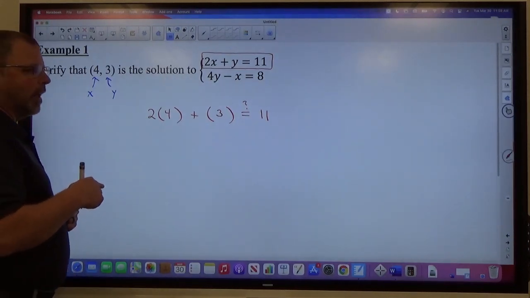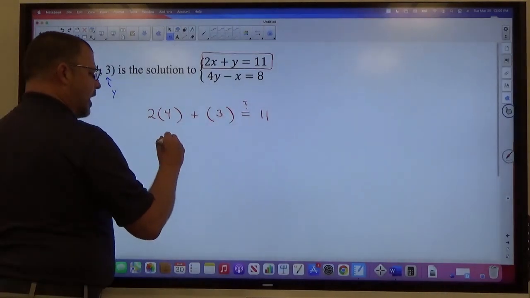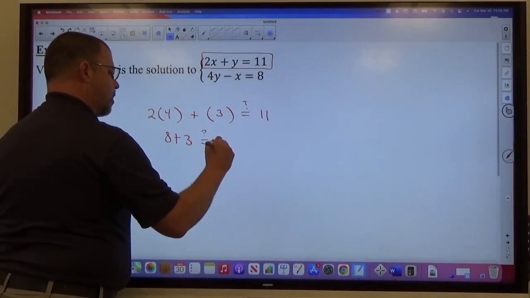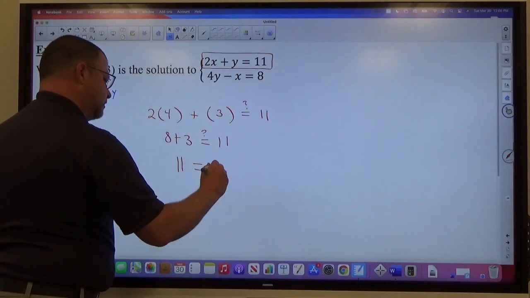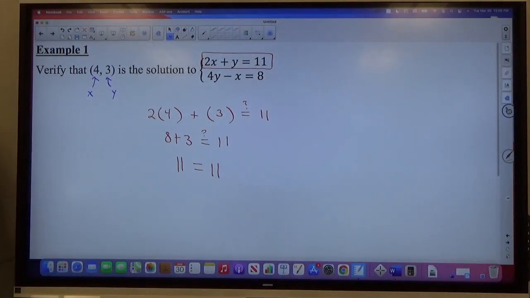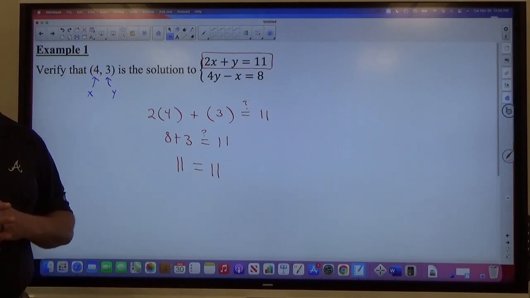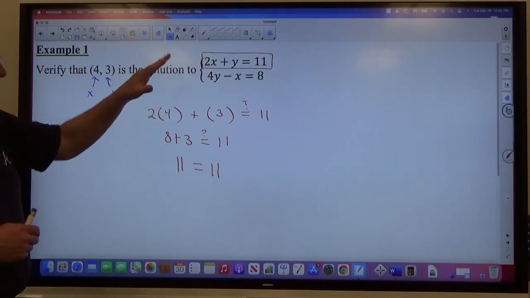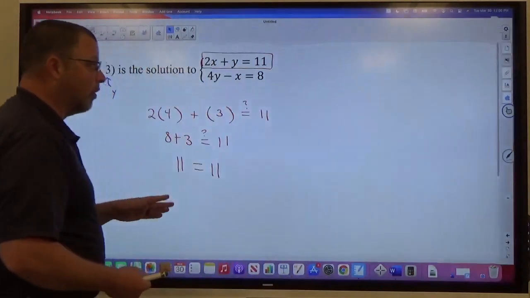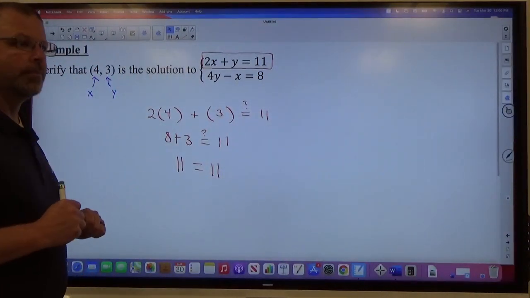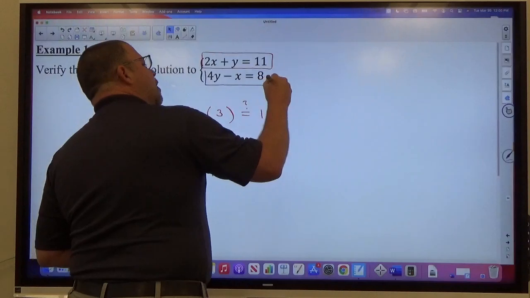If we calculate the left-hand side using order of operations, 2 times 4 is 8, and 8 plus 3 is 11. 11 equals 11 is a true statement, which is what we're looking for is truth. If we see truth, we're good to go. If that was false, if it said 15 equals 11, or negative 2 equals 11, or anything other than 11 equals 11, you'd immediately say, this is not a solution. All right, if it doesn't work in one of them, it doesn't work at all. So, again, the fact that that's true means we move on to the second equation. If that happened to be false, then you would just stop right away and say 4, 3 is not a solution. Then we move on to 4y minus x equals 8.